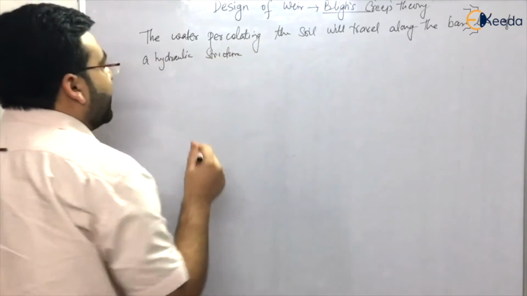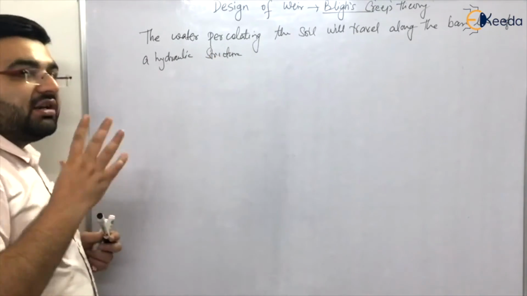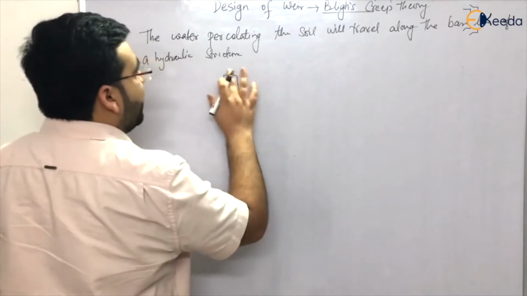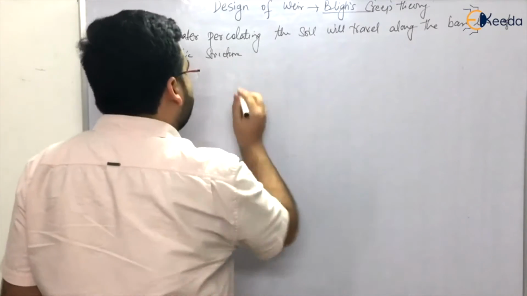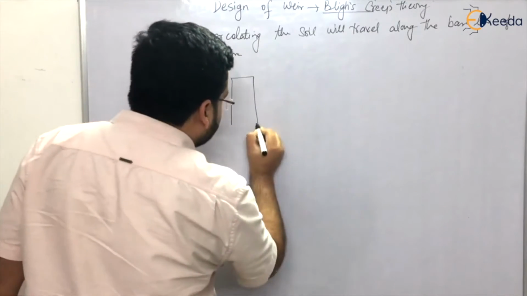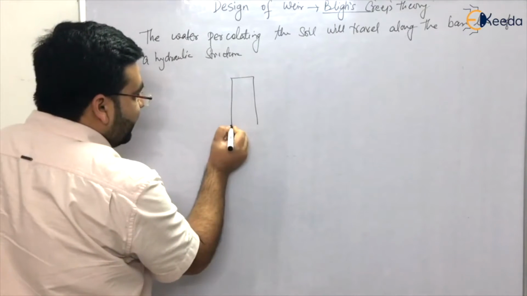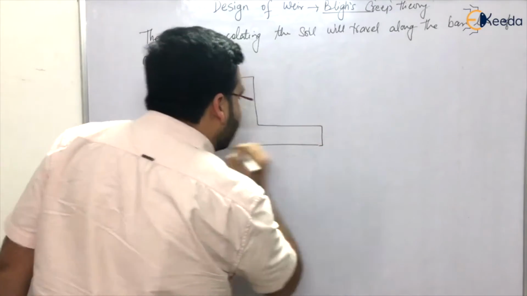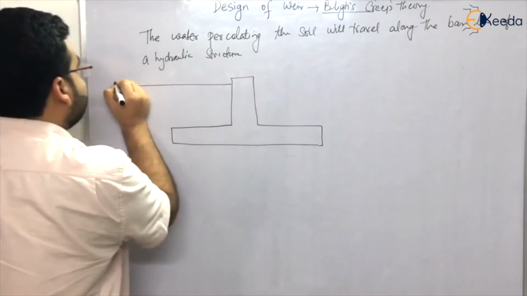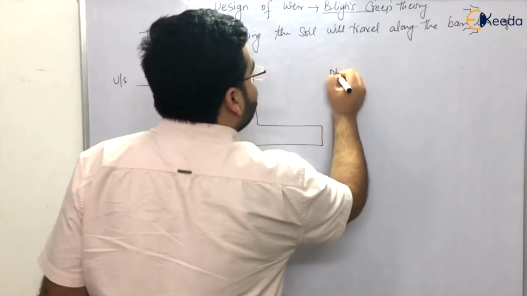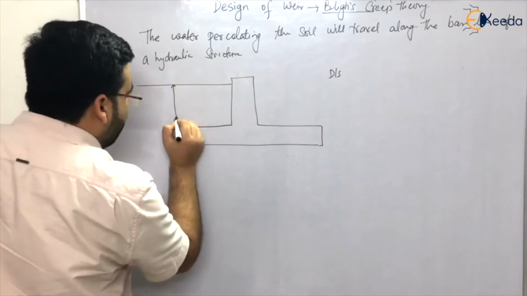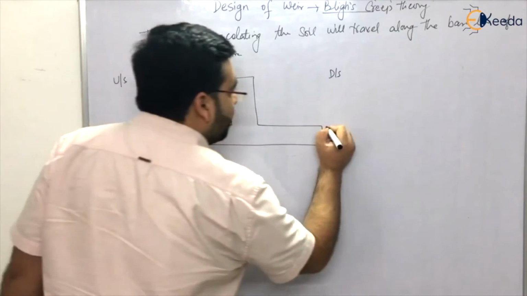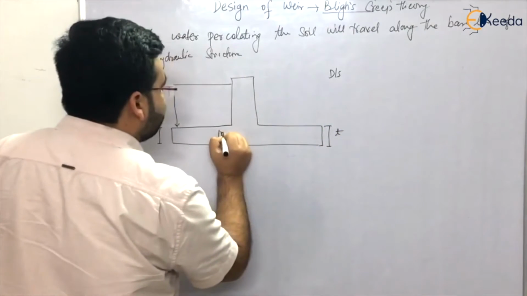Now let's not go into the theory part, because I believe that we must understand the concept, right? Let us say that this is a weir. This is a vertical drop weir I am drawing, because generally Bligh's theory is used for the vertical drop weir. This is the impervious strata, which is known as the apron. There is the water level. This is the upstream side. This is the downstream side. The height of this water is, let us say, h above this, and the thickness of this impervious strata is t.